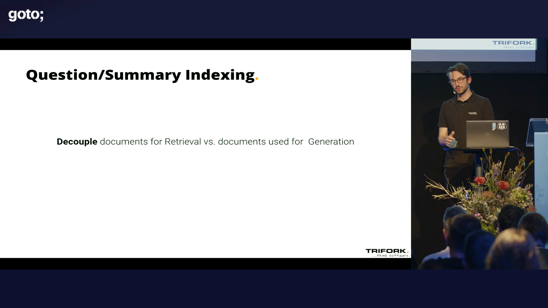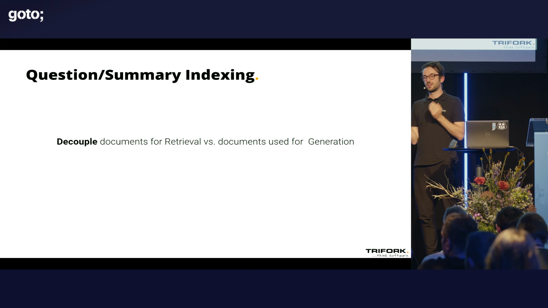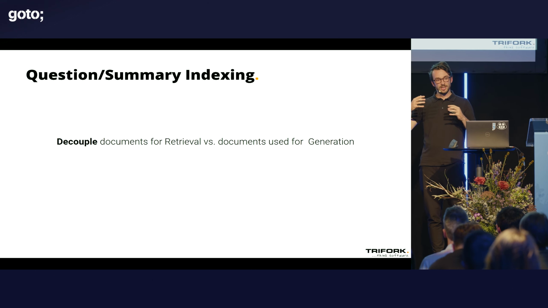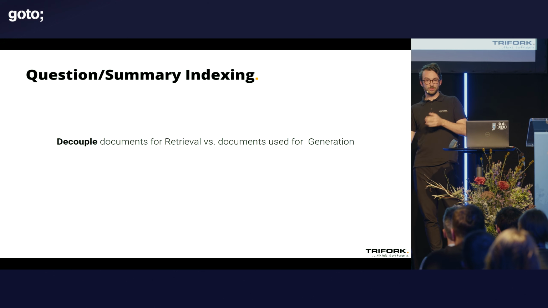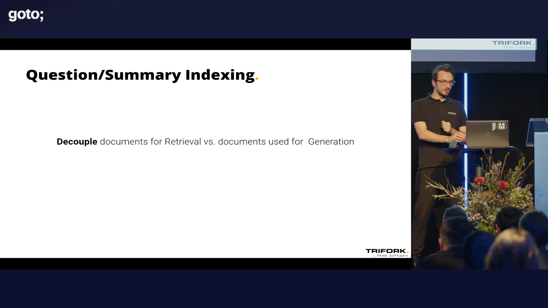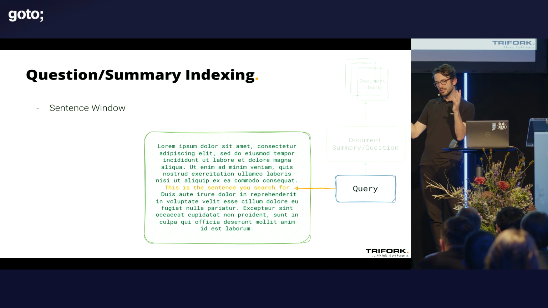So how do we solve this? How do we get the right context without being able to search for the questions we are being asked? A way to do this is by decoupling the documents that we're searching from the ones we're using for synthesis or generation, whatever you want to call it. There's a technique called summary or question indexing, or sentence window. This is basically where we limit the space we're searching to a sentence or a question or a summary.